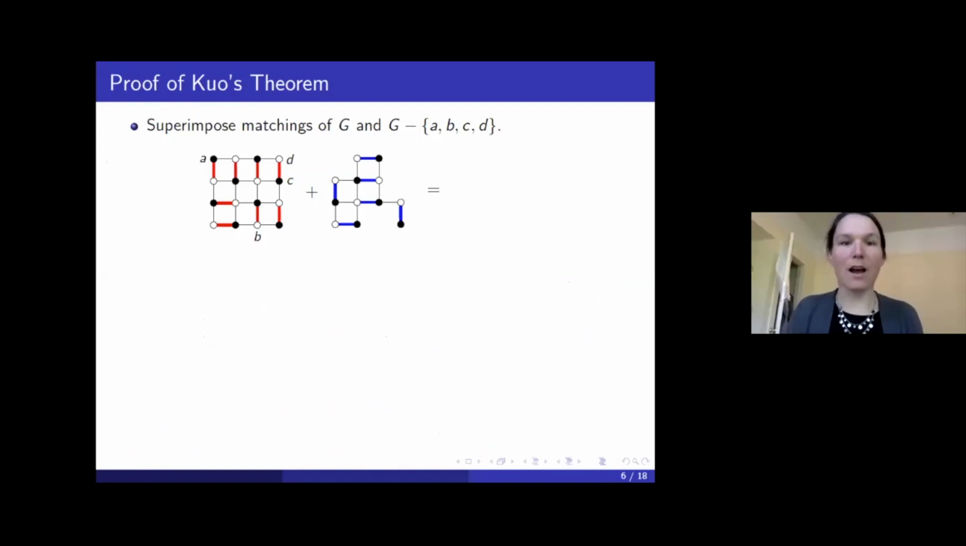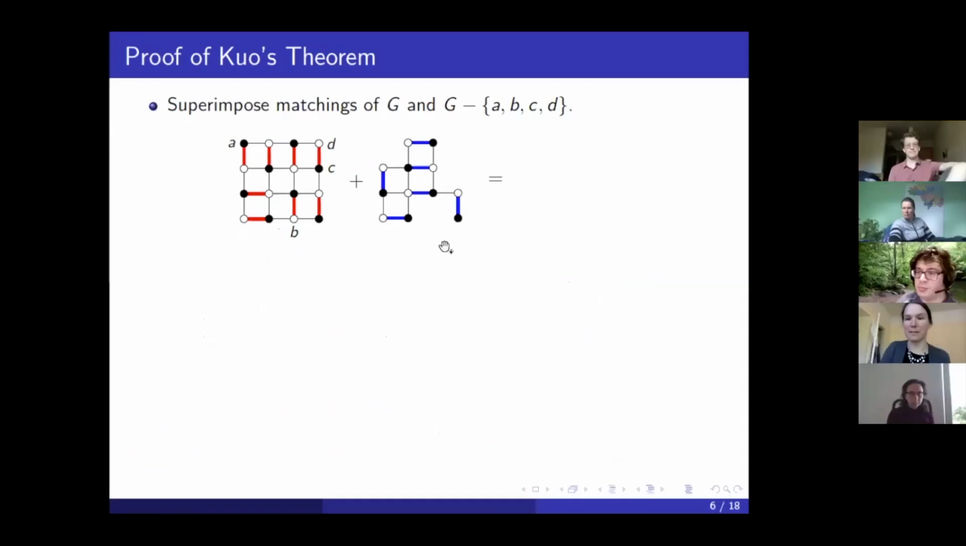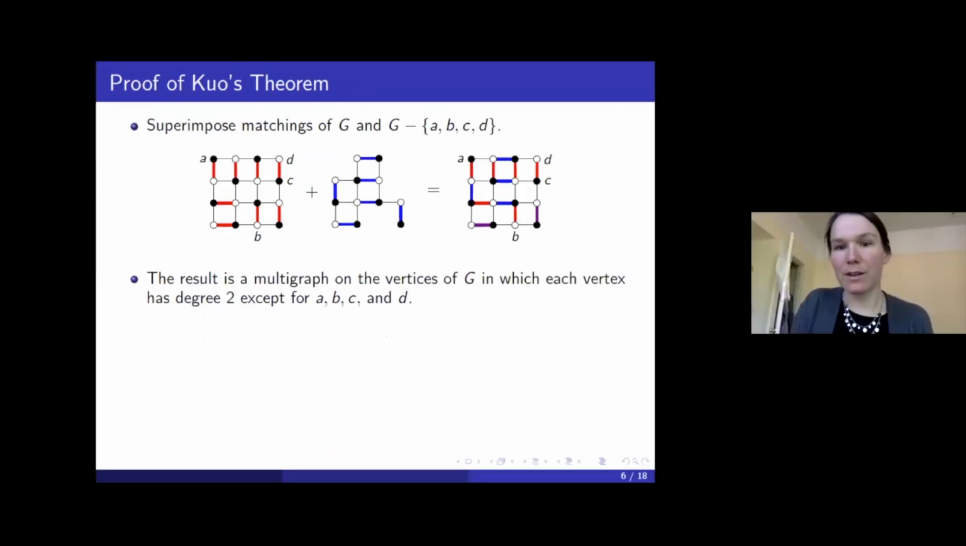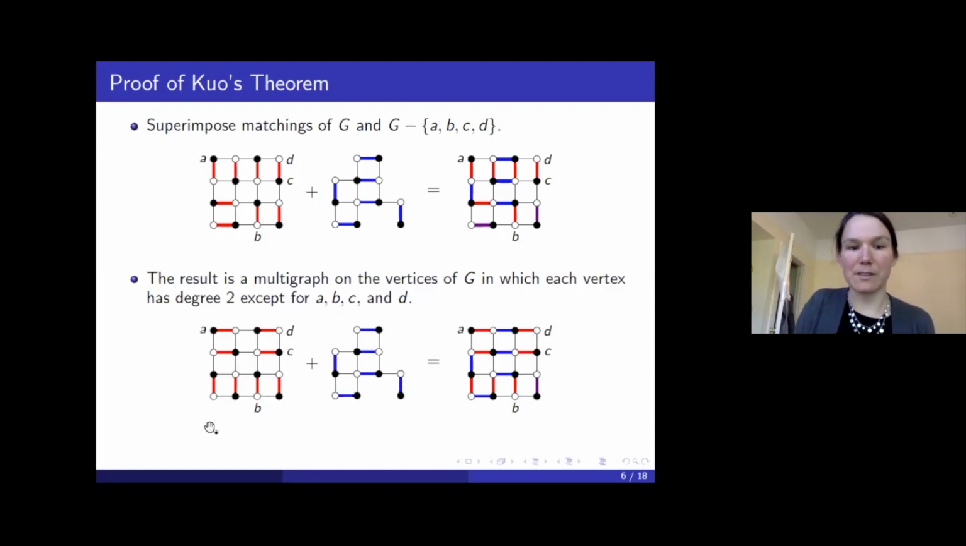So we start by superimposing a perfect matching of G with a perfect matching of G with A, B, C, and D deleted. And what we get is a multigraph. So the doubled edges I've just denoted in purple. And notice that every vertex in this multigraph has degree 2, except for the vertices A, B, C, and D. And so just to give another example, if say we start with a different perfect matching of G, we get another one of these multigraphs.